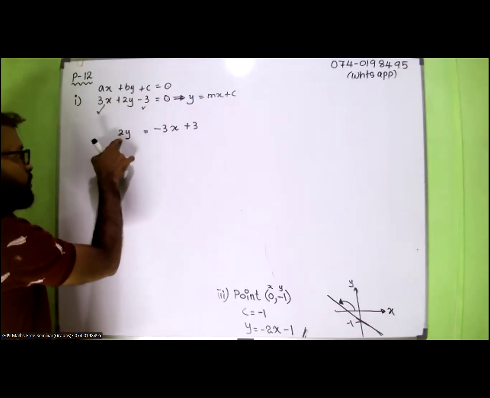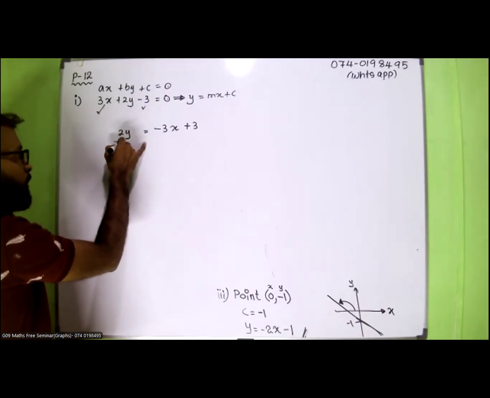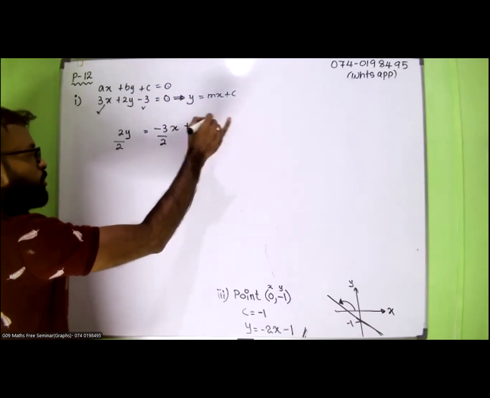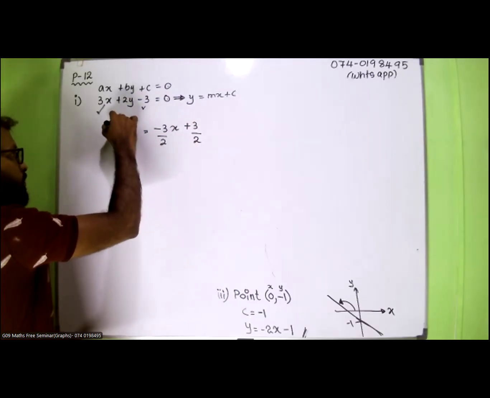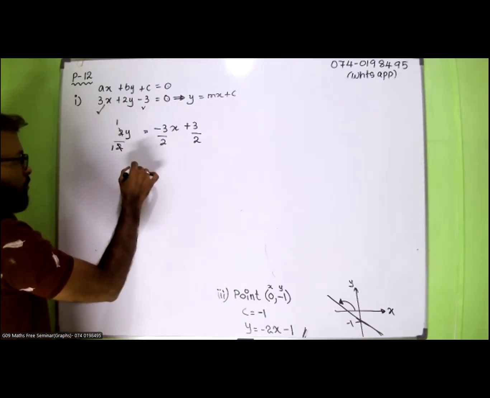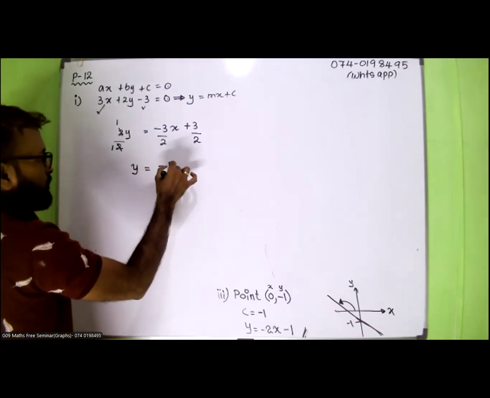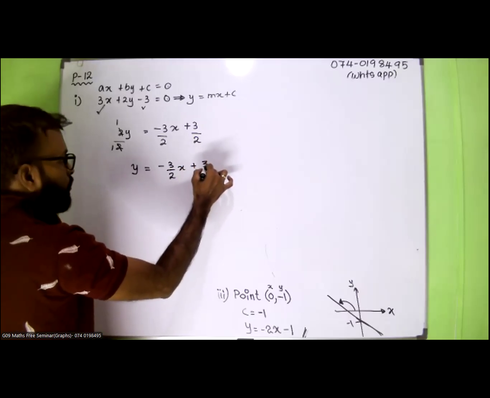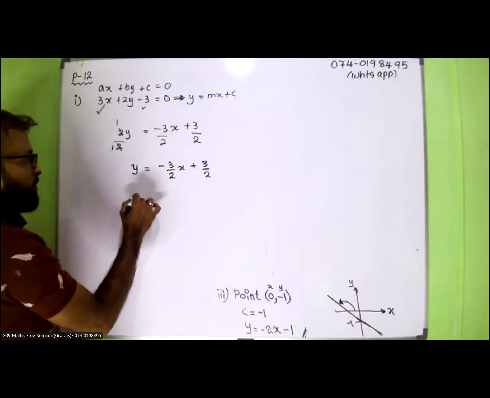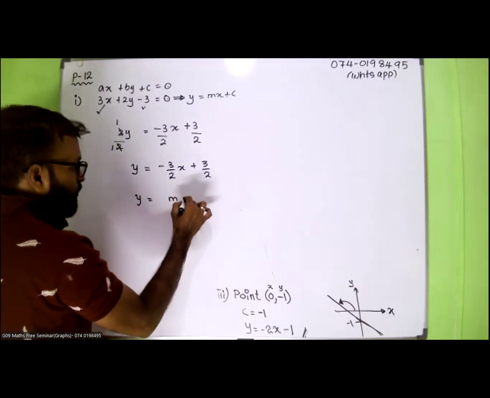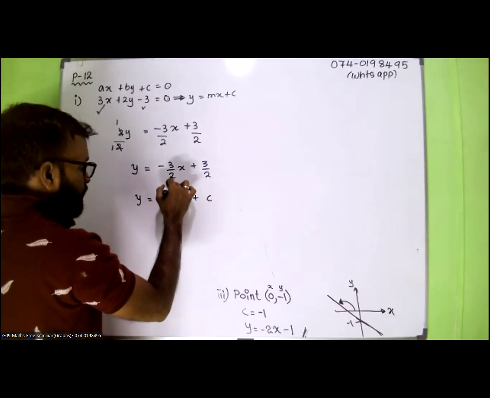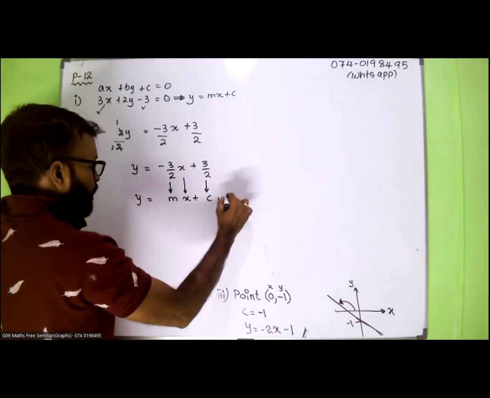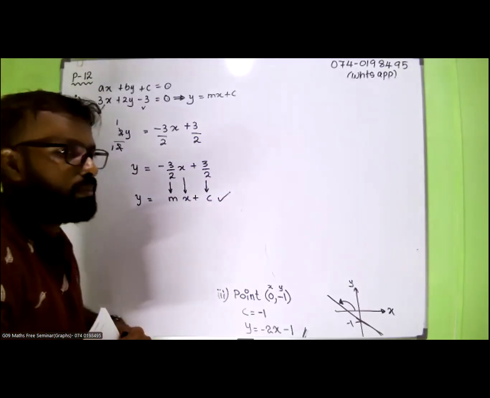So I want to remove this 2. So divide by 2. This side divide by 2, this side divide by 2. Each and every term you need to divide by 2. 2 times 1, 2 times 1. So y equals minus 3 upon 2 x plus 3 upon 2. So this is in y equals mx plus c form. Now it is in y equals mx plus c.